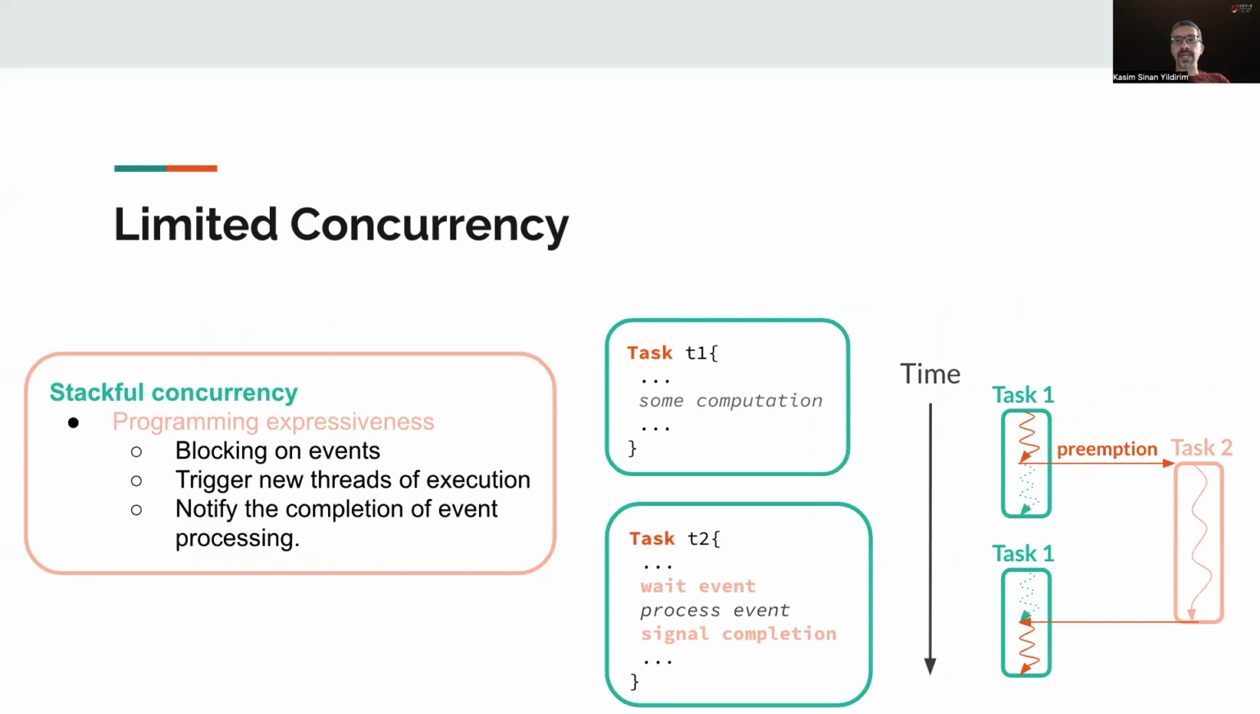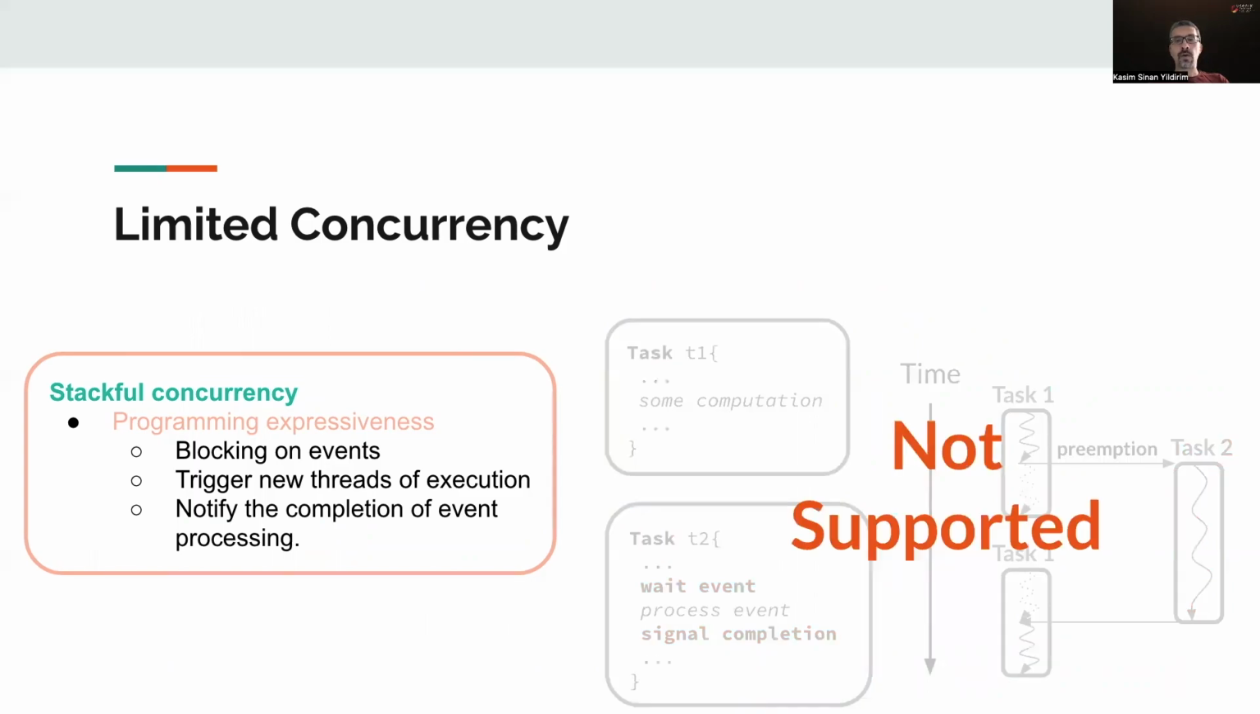On the other hand, stackful concurrency has programming expressiveness since continuations can be set anywhere in the thread's call stack by preserving the local variables. It enables blocking on events, triggering new threads of execution, and notifying the completion of event processing, etc. However, it's very costly since each thread requires its own stack and thread preemption requires storing all registers into the continuation, including the stack. Therefore, intermittent computing does not support it as of now.